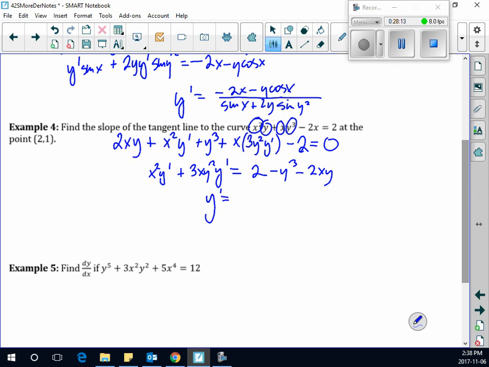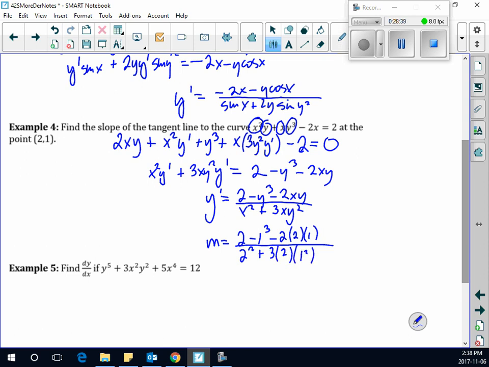So then y prime would be 2 minus y cubed minus 2xy over x squared plus 3xy squared. So then my slope is going to be 2 minus 1 cubed minus 2 times 1 over 2 squared plus 3 times 2 times 1 squared. So then I get 2 minus 1 is 1. 1 minus 4 is negative 3 on top. 4 plus 6 is 10 on the bottom.